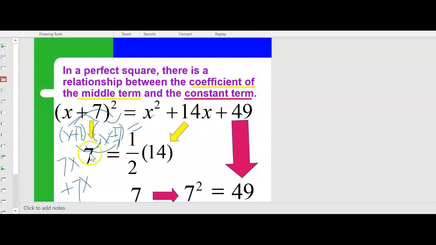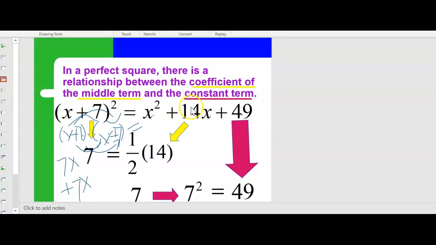The number inside of the perfect square is 1/2 of the middle term. Okay? And what is the relationship between the number inside of the perfect square and the single number on the back? So 7 squared equals 49. Okay, so this is the relationship. The number inside of the perfect square is 1/2 of b, and the number on the back is c. Okay, so this is the relationship there.